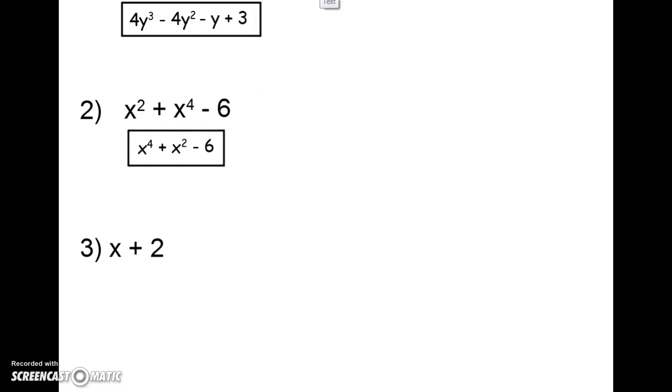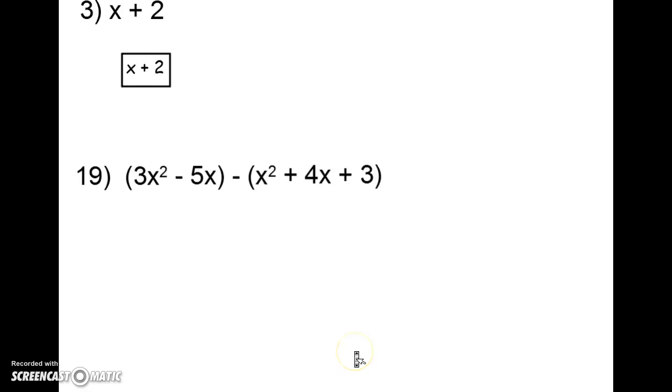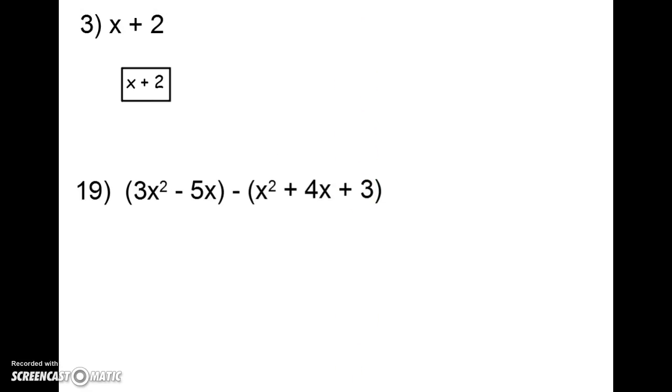Number 3, when you're looking at it, you may be confused. It is already in the standard form. Right, we have our x term first. All right, it doesn't have an exponent, but we know that constants are always listed last. So this one is as simple as saying, hey, Mr. Cottle, we are already in standard form. But we'll look at one example of the subtraction and also look at it in terms of the proper way on how to go about doing this.